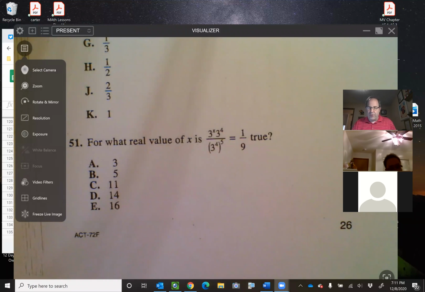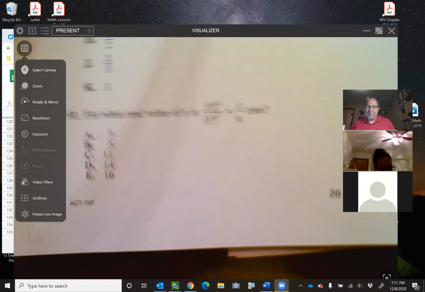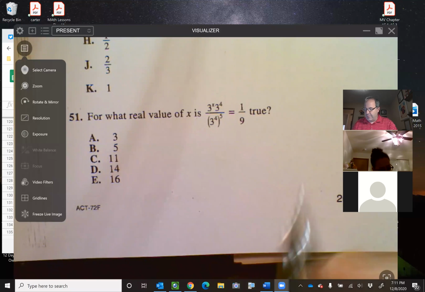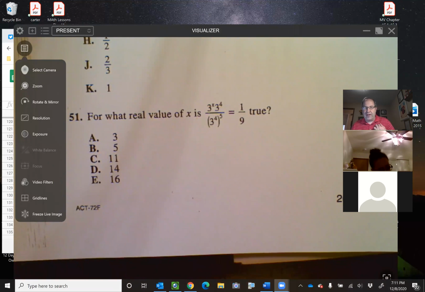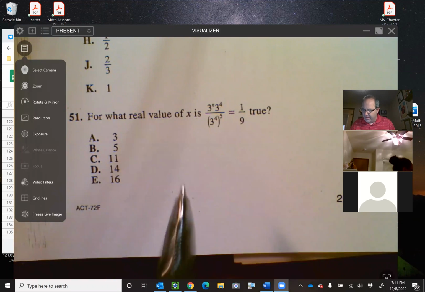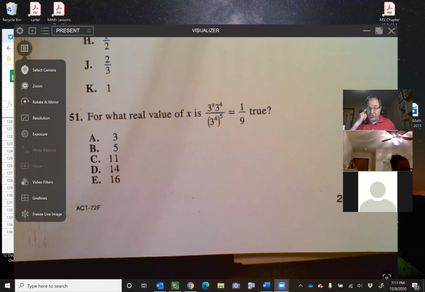You may not remember your exponent rules for this. So I'm going to do it like the math class way, and then I'll show you the fast way that we would like for you to do based on ACT stuff. So this is question 51. It's on page 26 of your booklet.